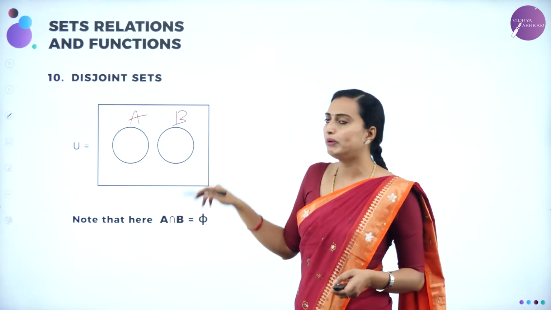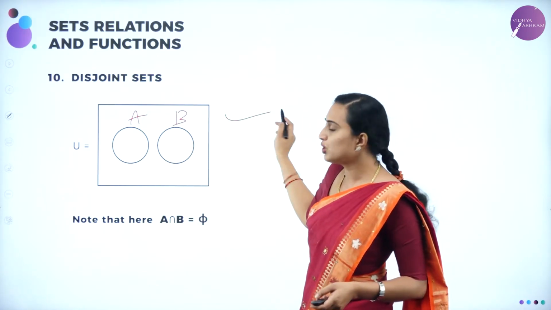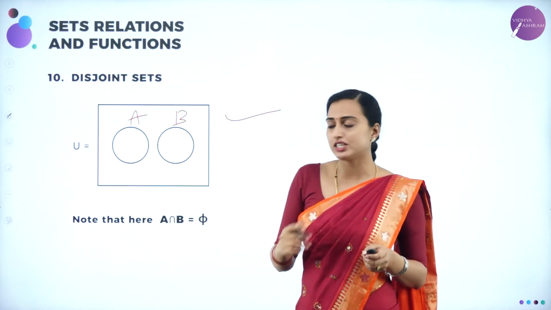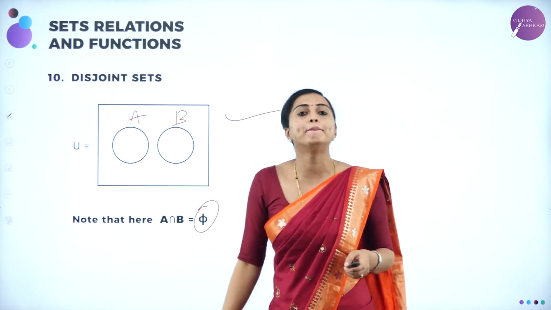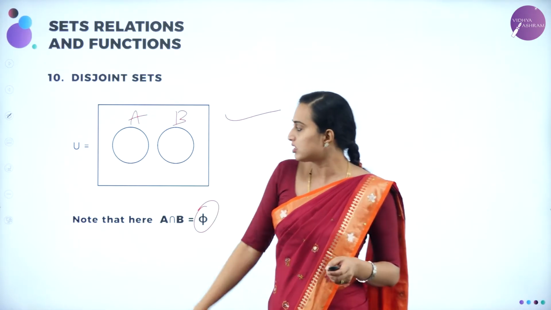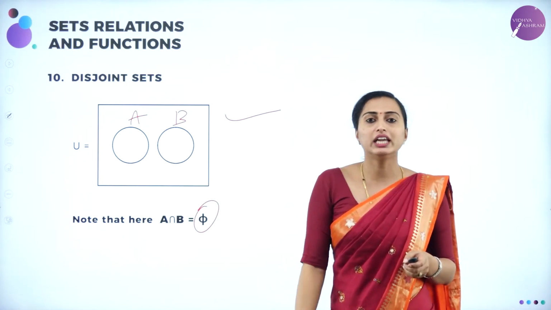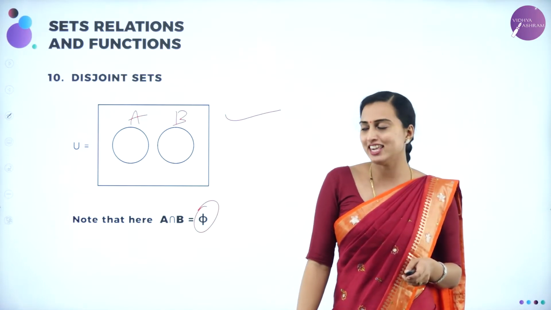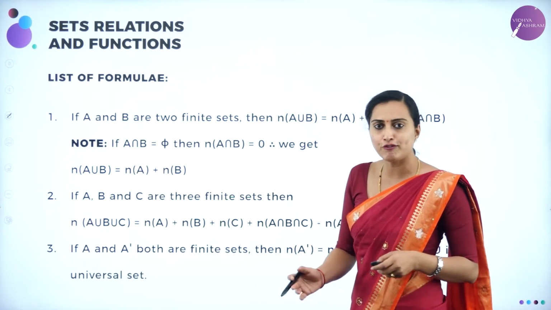So this will be a diagram of a disjoint set, and in a disjoint set we are going to write it as A intersection B, which will always be an empty set. Understood? This is how we are going to represent the disjoint set Venn diagram. Understood, dears? Yes, we'll be moving on to the list of the formulae.